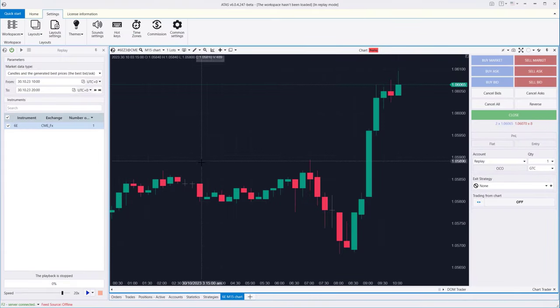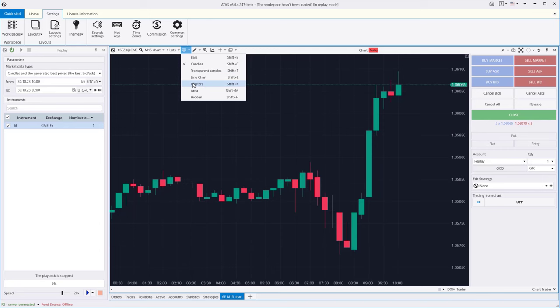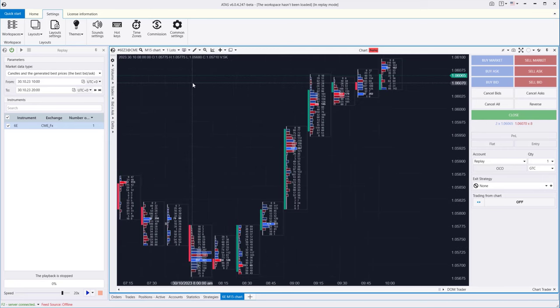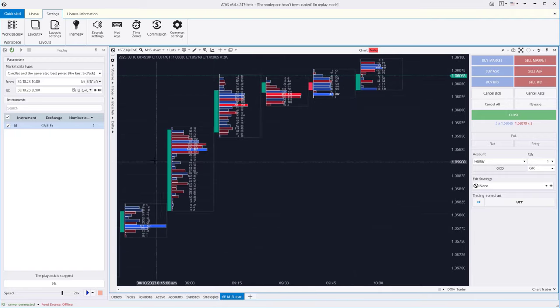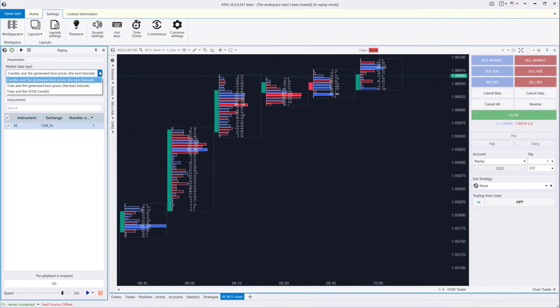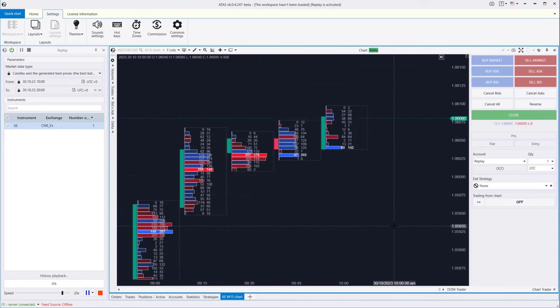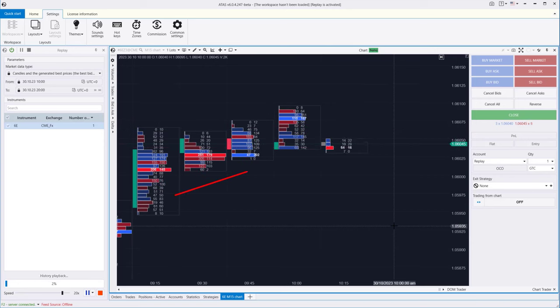Now let's try another training method, this time using a footprint chart. The footprint, also known as a cluster chart, provides information from within the candles. Other traders don't see it, so we can use this information to our advantage. Since we don't need market depth and the time frame is 15 minutes, let's select the simplest data type. It's enough for demonstration purposes. Let's hit play. The data loads very quickly.